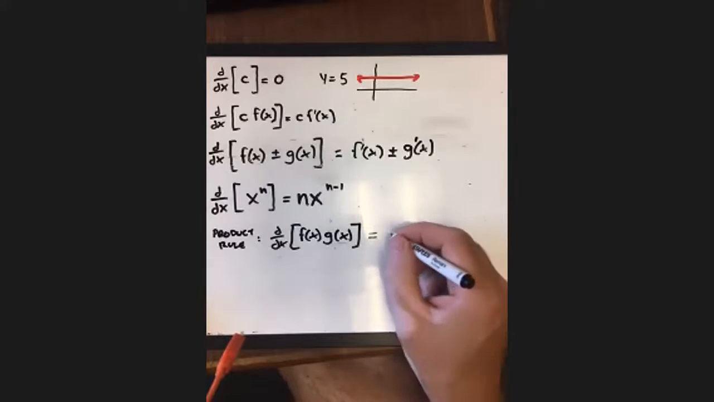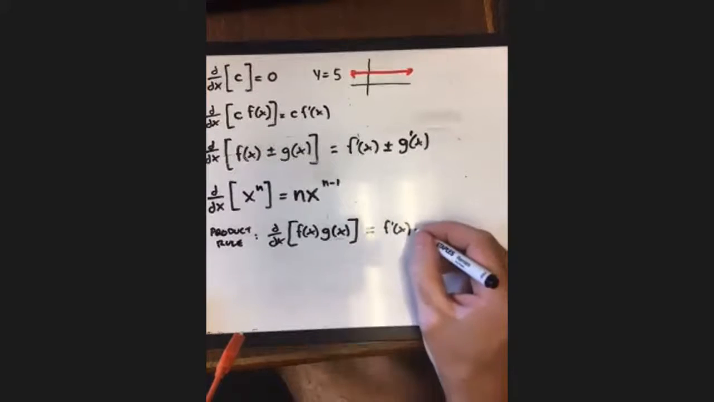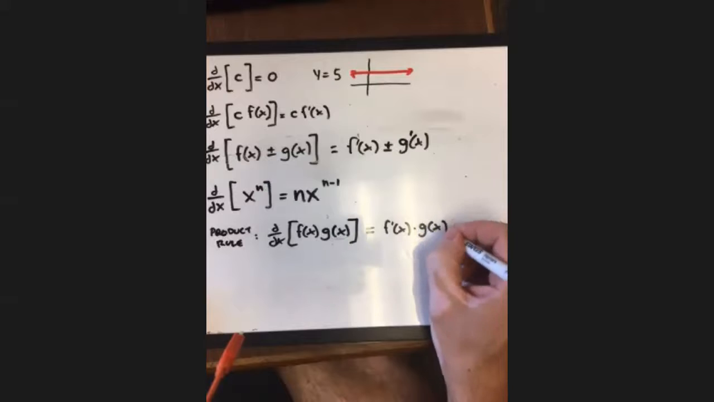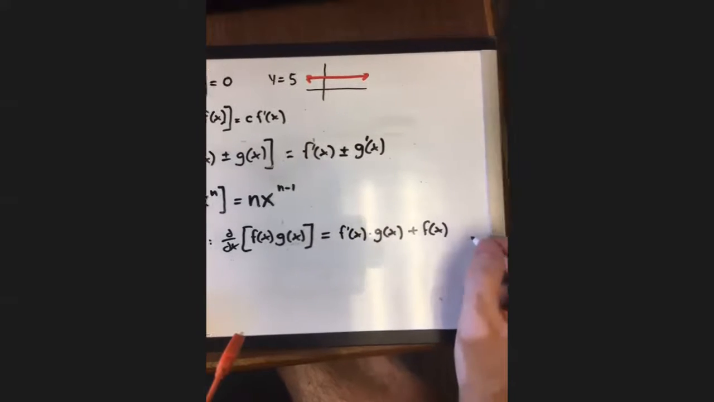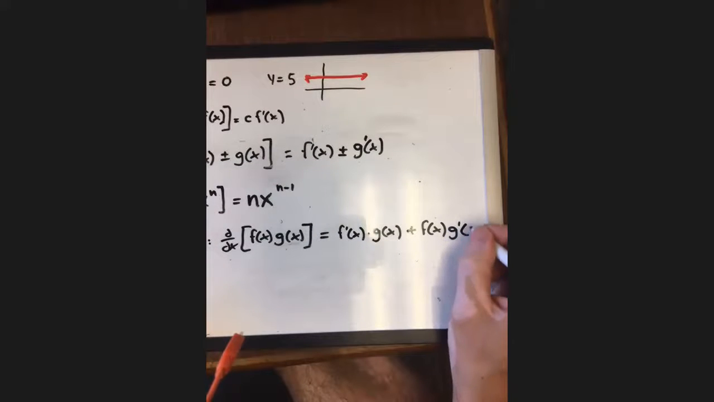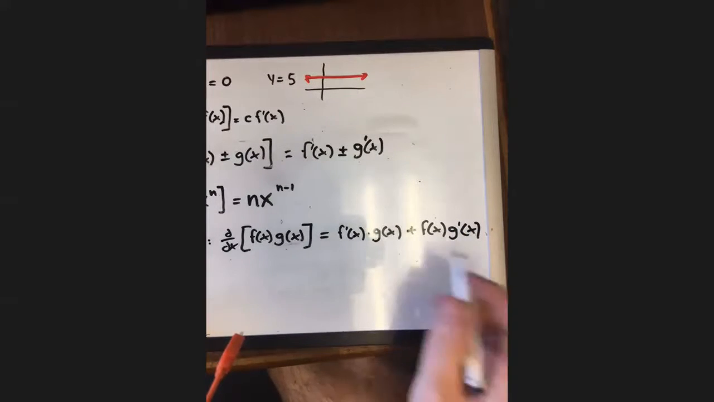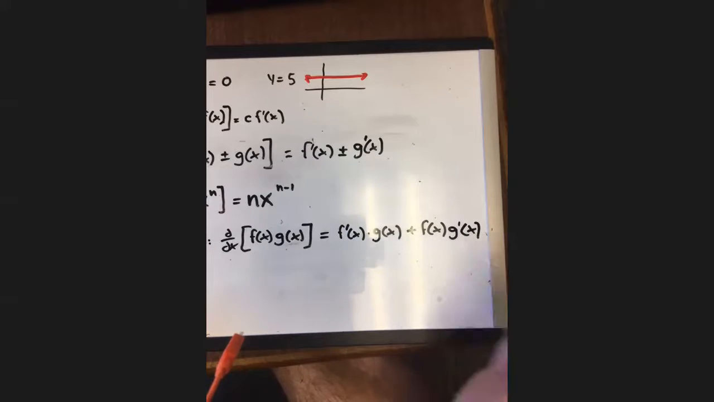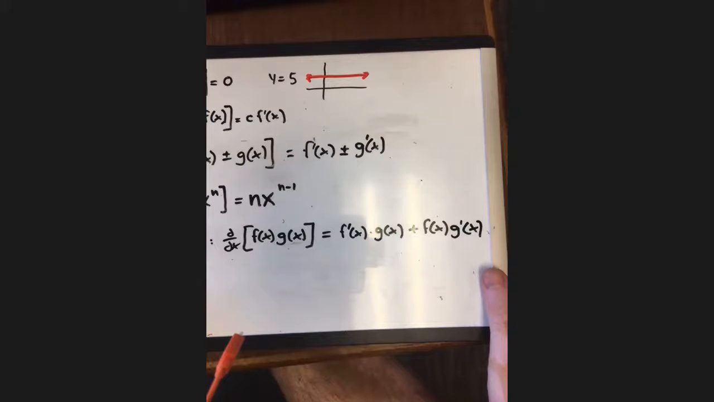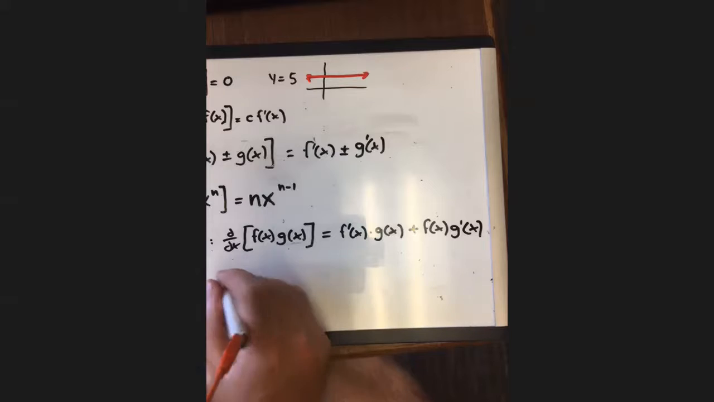So here's how we do it. We take the derivative of the first function, the derivative of f, and multiply it by the original function g. And then we add that to f times the derivative of g. So we have the derivative of the first times the second, and then the derivative of the second times the first. Add those two things together, and that's our product rule. That tells us how to take the derivative of two things multiplied together. So here's an example.